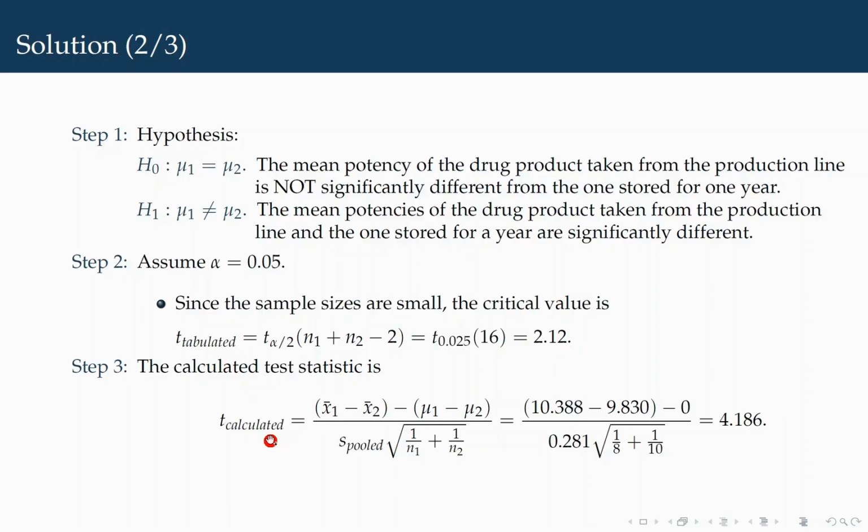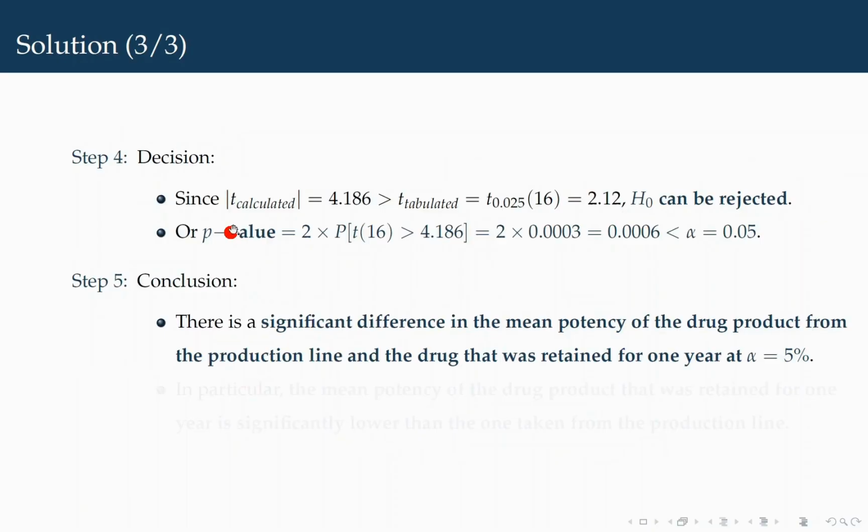So since the calculated value of the test statistic is greater than the tabulated value, here H0 should be rejected. That means there is sufficient evidence to reject the null hypothesis. Then we are in favor of the alternative hypothesis, and we can conclude that the mean potencies of the drug product taken from the production line and the one that is stored for a period of 1 year are significantly different. So the calculated value, which is positive, is greater than the tabulated value. Therefore, H0 can be rejected.